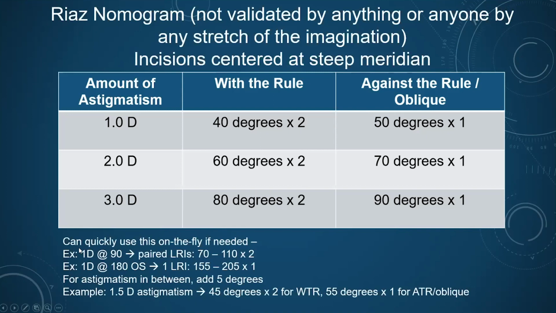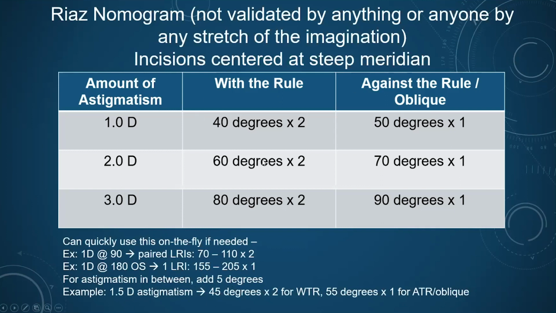So for example, you have a patient with 1 diopter at 90 and you sit temporally, so you're going to make your incision at 0 degrees for the left eye, 180 for the right eye. You realize that, okay, 1 diopter at 90, I have to make 40-degree incisions from 70 to 110 times 2, and that will give me the correction that I need. Same thing if there's 1 diopter at 180 and you're in the left eye: you can make your clear corneal incision at 0 degrees, and you can make your LRI 50 degrees centered at 180, so that'd be 155 to 205 times 1. If there's astigmatism in between, you can simply add 5 degrees. So if there's a diopter and a half of astigmatism, you can make them 45 degrees times 2.